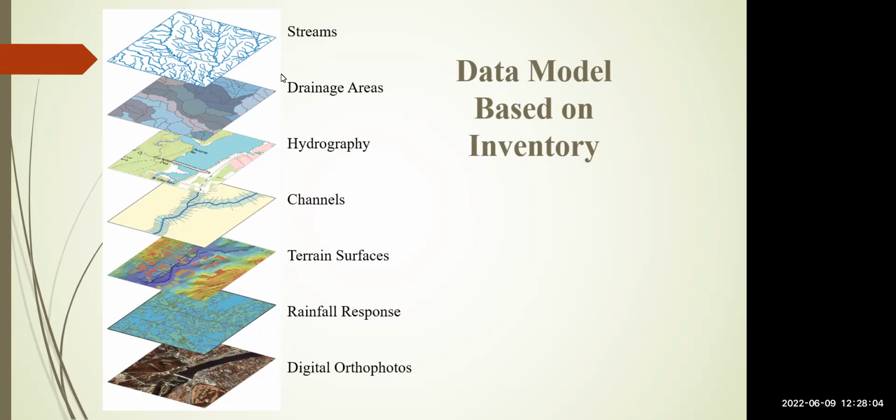So that is basically whenever we have a digital orthophotograph, we can use it. We can use this one, like we can have a rainfall response, and also a terrain surface, and then channels, and then hydrography, and then we have some drainage areas. So that is basically the overall process for the stream flow, and we can find the stream flow for that area as well.